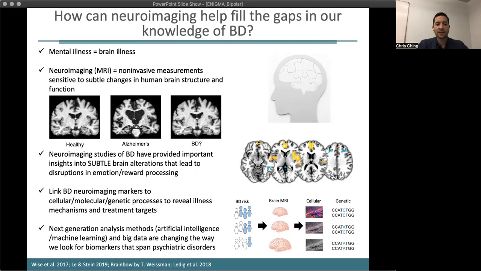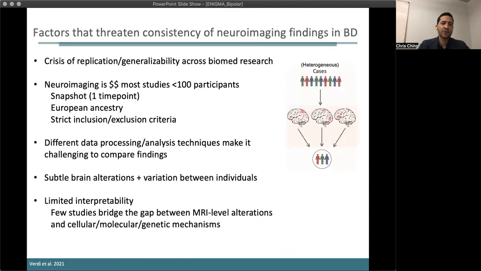A little bit later, I'll be talking about some of the next generation analysis methods like artificial intelligence, machine learning, and big data approaches that are changing the way we look at biomarkers, not only within bipolar disorder, but across psychiatric illnesses. So there are a number of factors that can threaten the consistency of neuroimaging findings in bipolar disorder.